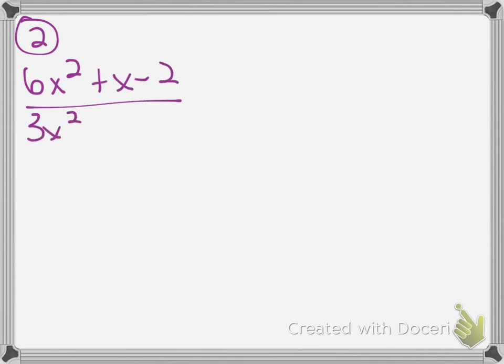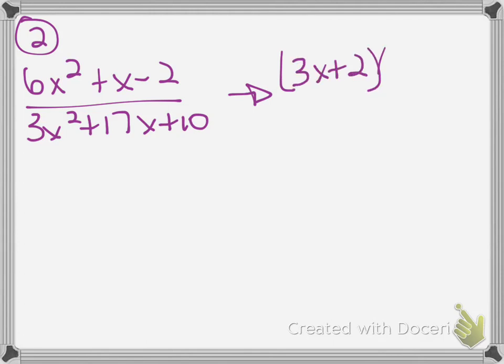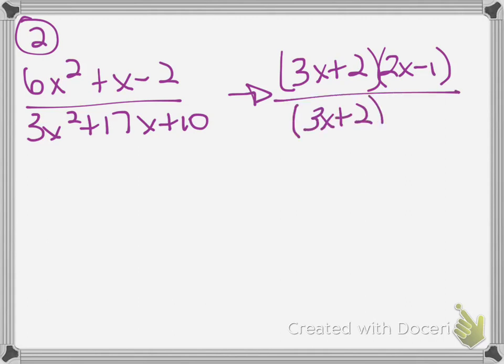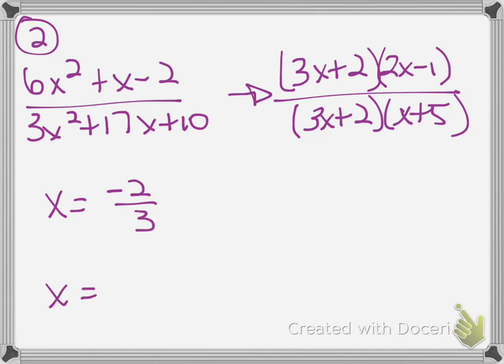Let's look at another problem like this. So I have 6x squared plus x minus 2 all over 3x squared plus 17x plus 10. Again, I'm going to need to factor. So you're going to have to do the x method, all that fun stuff. So I'm left with 3x plus 2, 2x minus 1 in the numerator. In the denominator, I get 3x plus 2 and x plus 5. Okay, so my points of discontinuity are x equals -2/3 and x equals -5.